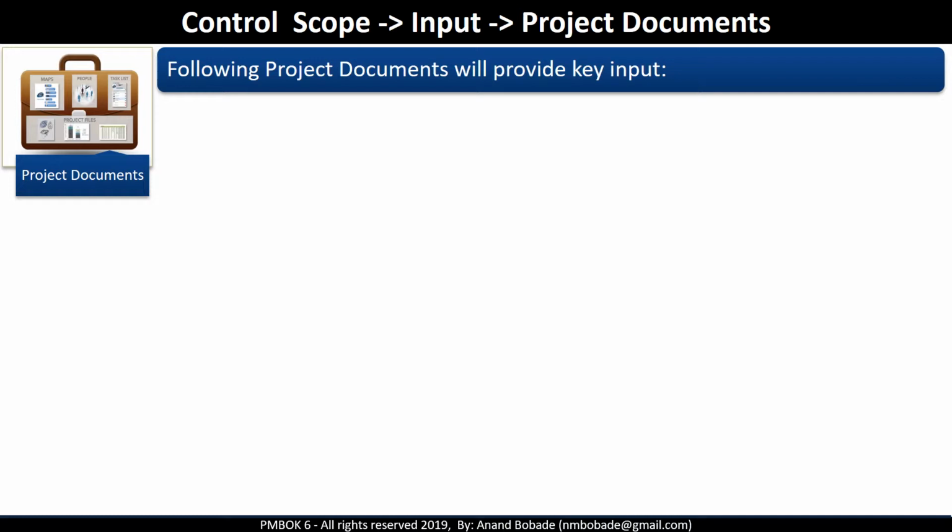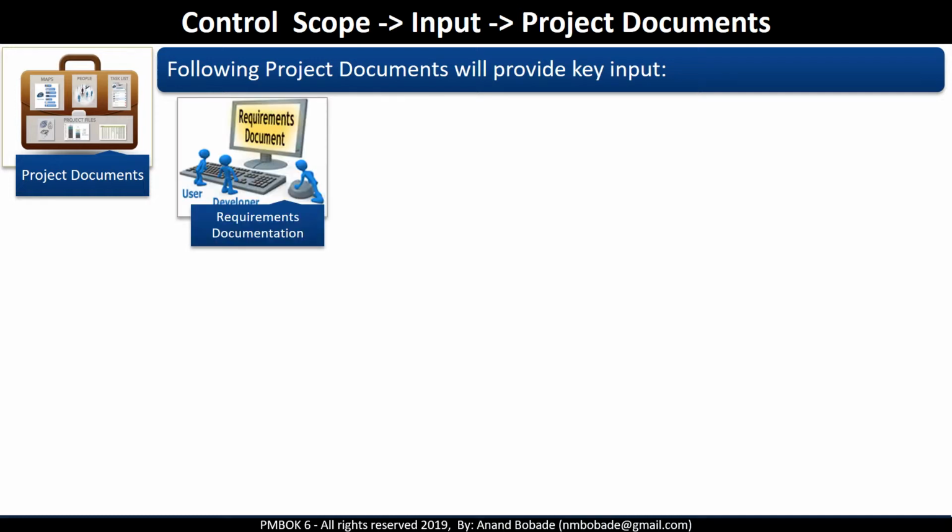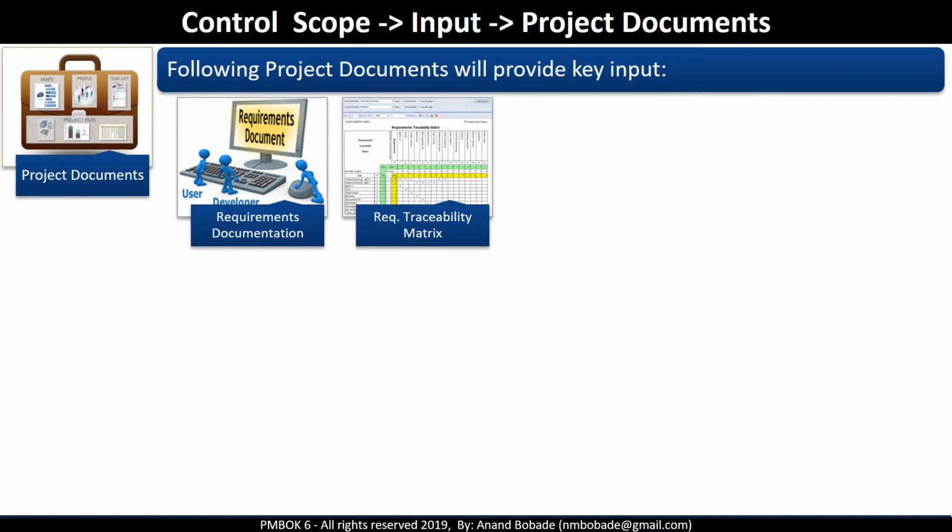The next input is project documents, under which you have requirements documentation. It contains all requirements like business requirements, stakeholder requirements, security, safety, etc. Requirements traceability matrix helps to detect the impact of any change or deviation from a scope baseline on the project objective. As you remember, requirements traceability matrix has a column which defines which requirements are linked to which project objectives.